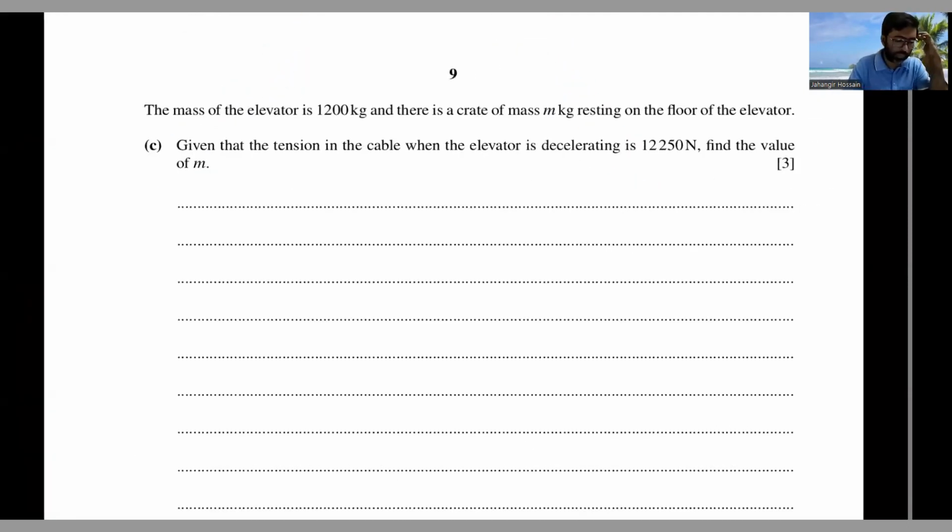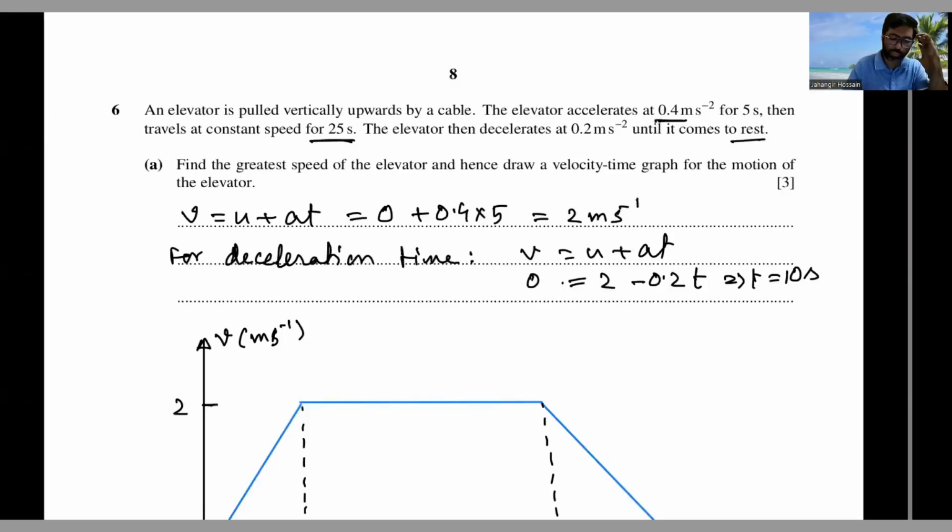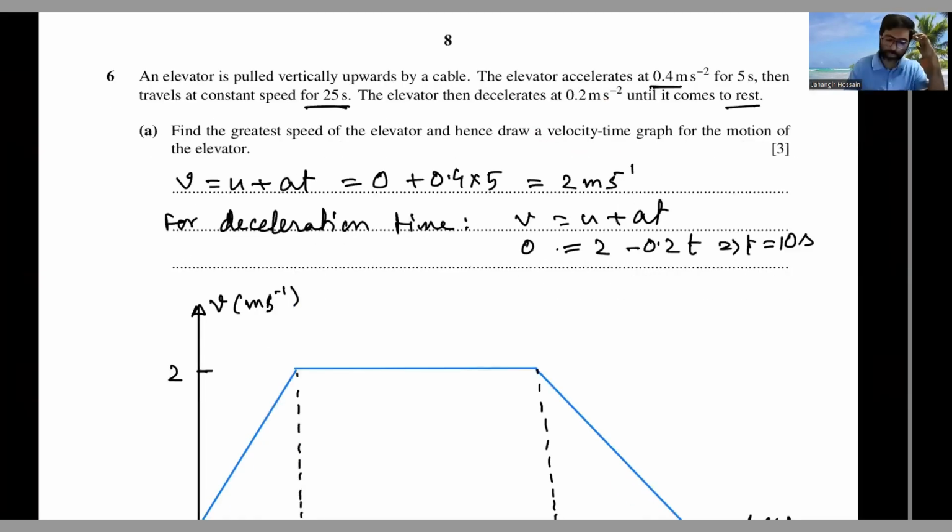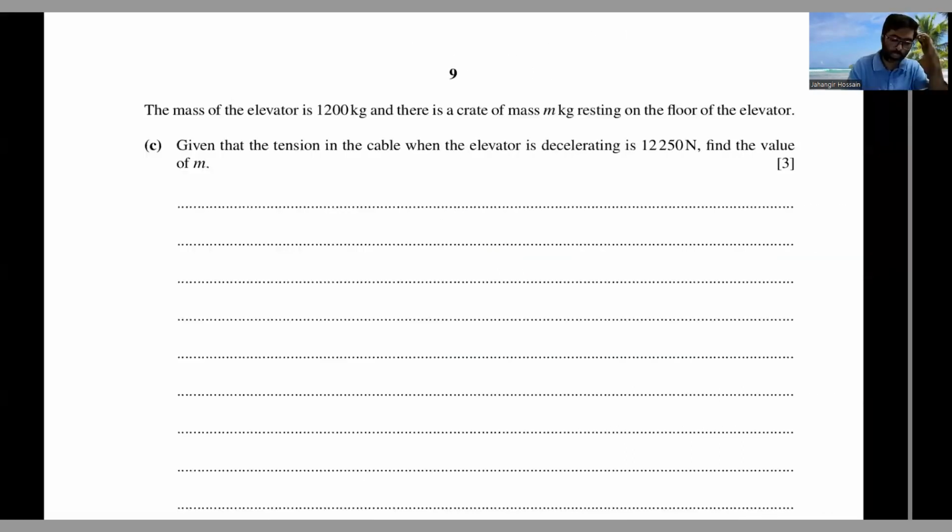Here, you see the mass of the elevator is given. Mass of elevator is 1200 kg, and there is a crate of mass m kg resting on the floor of the elevator. Given that the tension in the cable when the elevator is decelerating, okay, so it is decelerating at 0.2 meter per second square for the final 10 seconds. While it is decelerating, the tension in the cable is 12,250 Newton. Find the value of m.